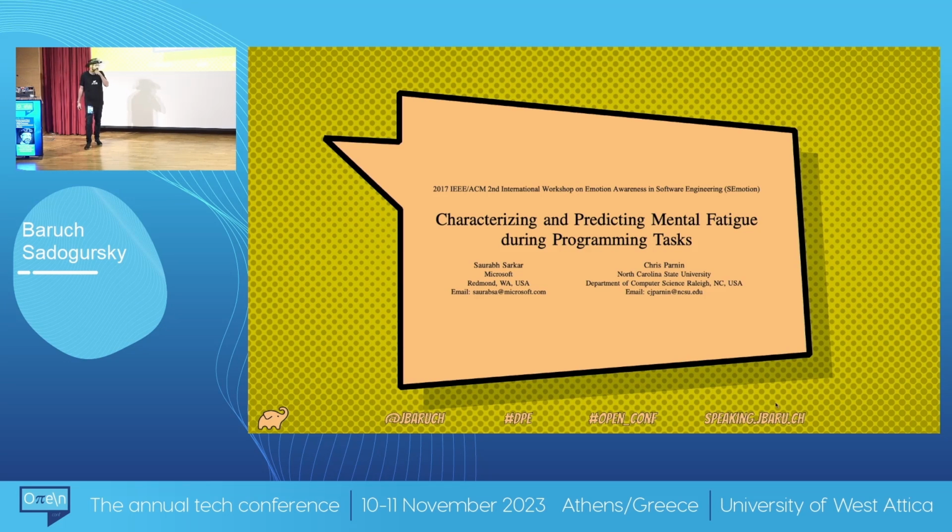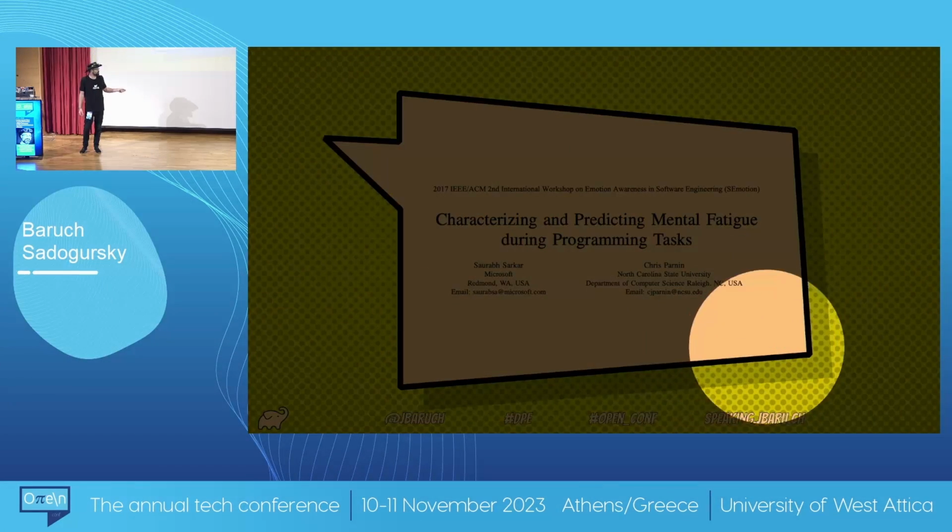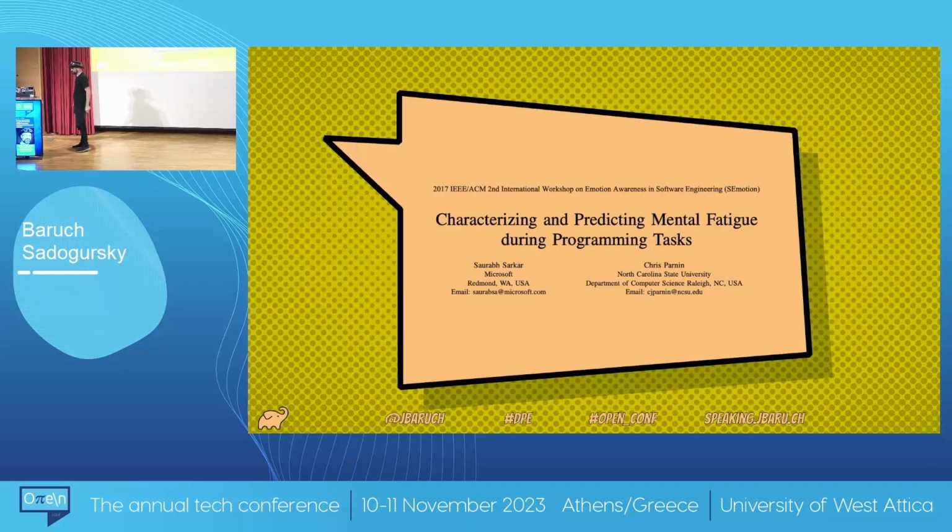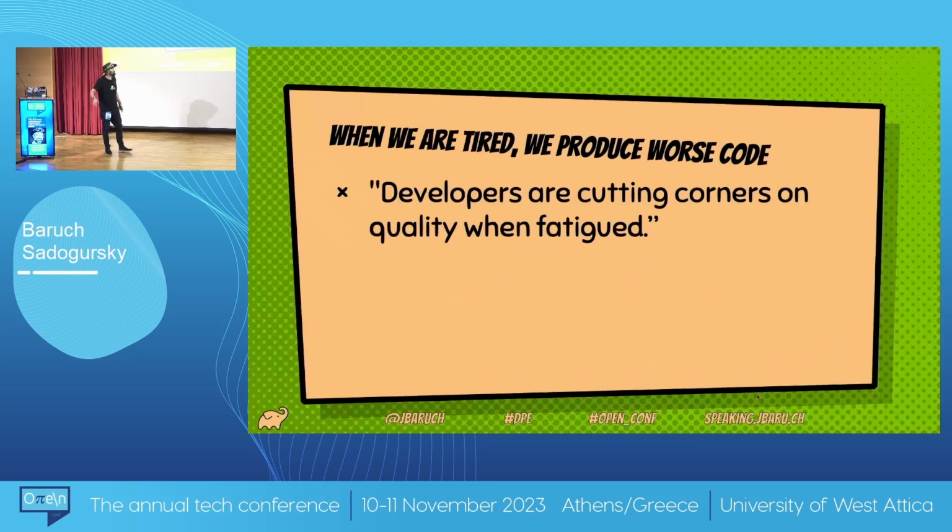One more scientific paper. Speaking.jbaruch is where you go to get the original. Characterizing and predicting mental fatigue during programming tasks. University of North Carolina together with Microsoft. They have extraordinary findings. For example, developers are cutting corners on quality when they're tired. And you're like, okay. But you know what? Scientifically proved. You cannot argue with that.